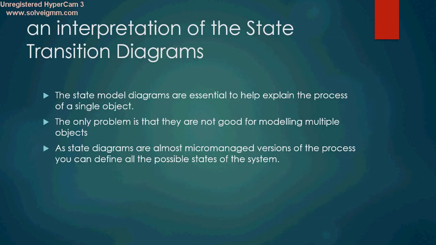This is an interpretation of the state transition diagrams. Now, the state model diagrams are essential to explain the process of a single object. The only problem is that they're not very good for modelling multiple objects. As state diagrams are mostly micromanaged versions of the process, you can define all the possible states of the system in one easy-to-use diagram.